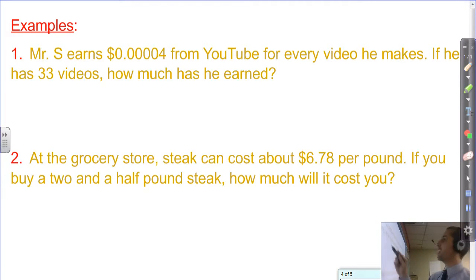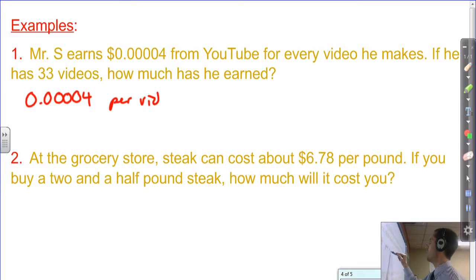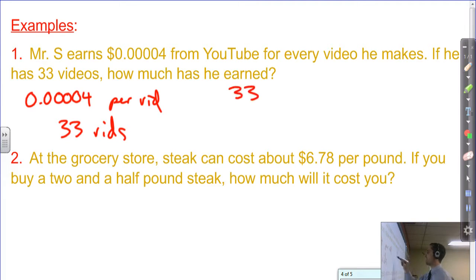What do we need to know here? Well, we said it was 4 hundred-thousandths per vid and 33 vids. So let's do that multiplication. I'm going to put 33 on top, and we'll multiply by 4. 4 times 3 is 12, carry 1. 4 times 3 is 12, carry 1 is 13.